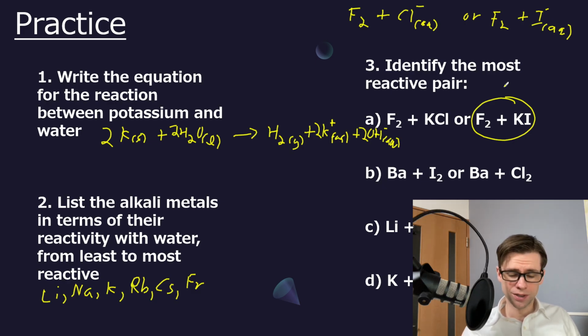Iodine doesn't really hold its electron nearly as tightly or as closely as chlorine. So the reaction that we would expect to be more reactive, more vigorous, is F2 plus KI, just because I has lower electronegativity than Cl. Okay, 3b, Ba barium plus I2 iodine, or Ba plus Cl2.